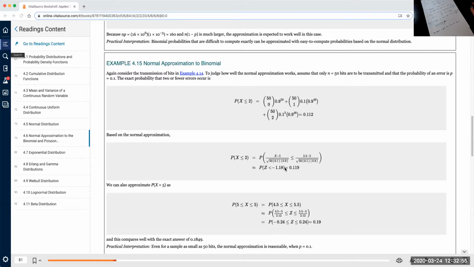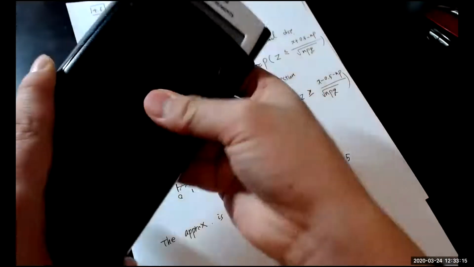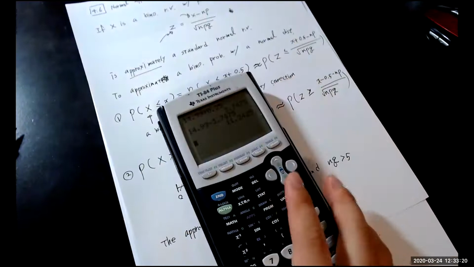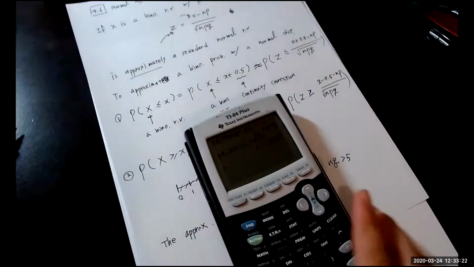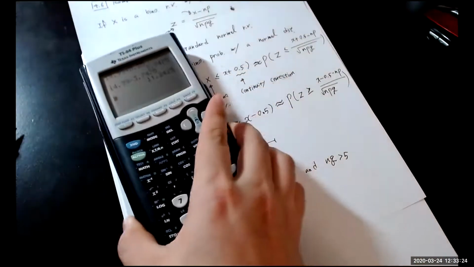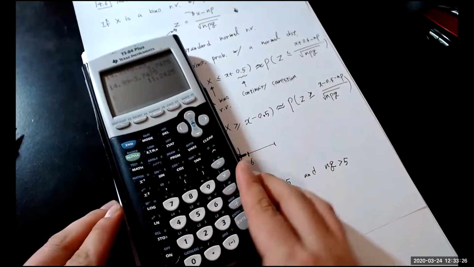And I told you we can find that probability using the TI-84 calculator. I'll show you how you can find this, since some of you may have forgotten it. You can also use the table.